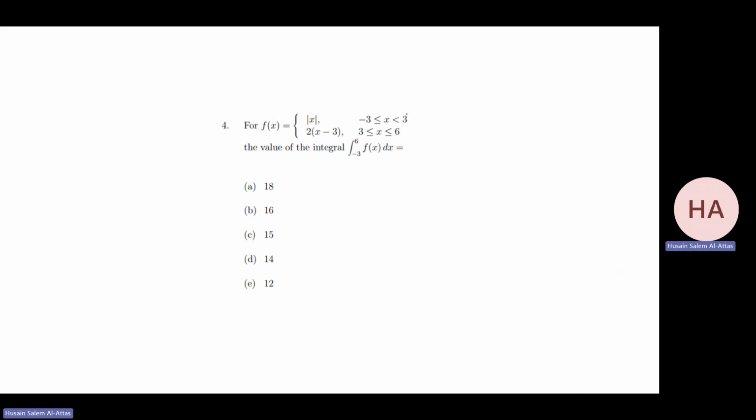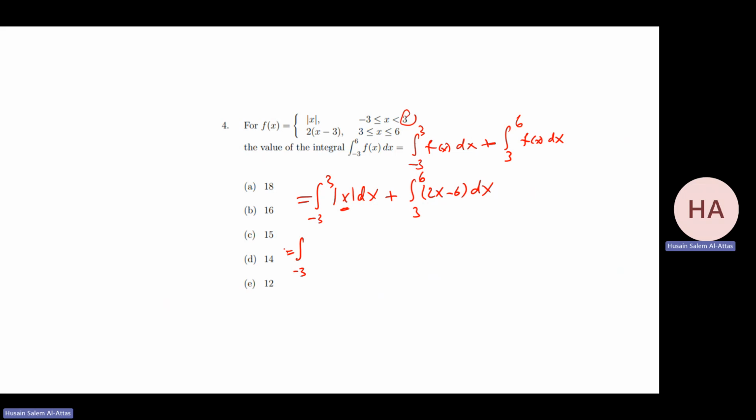Integral from minus 3 to 6. Plus 3 is the main thing. So that will be the integral from minus 3 to 3 of f of x dx plus the integral from 3 to 6 of f of x dx. So that will be minus 3 to 3 absolute value of x dx plus 3 to 6 of 2x minus 6 dx. Oh, no, here I have a problem. I need to split it also from minus 3 to 0 of minus x dx, and from 0 to 3 of x dx, positive and negative, plus 3 to 6 of 2x minus 6 dx.